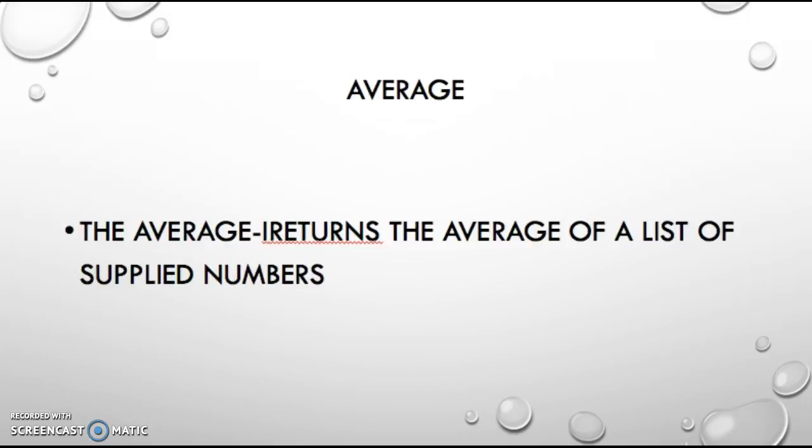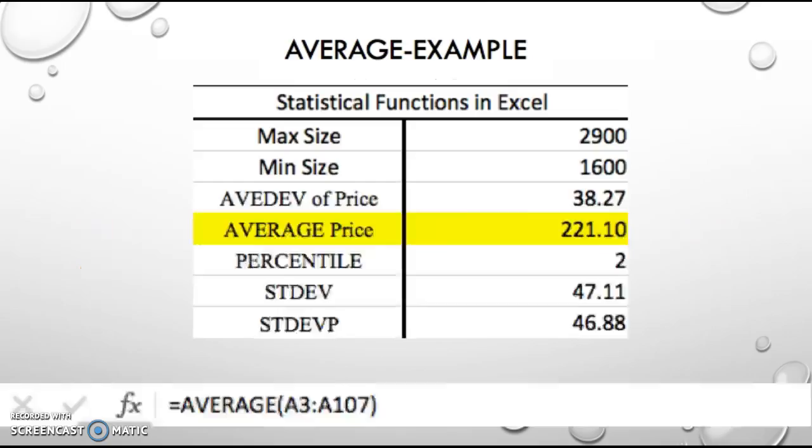Average. The average function returns the average of a list of supplied numbers. For my example of calculating the average, I used the price column again, and I found out that the average price of the houses provided within the workbook was 221.10.